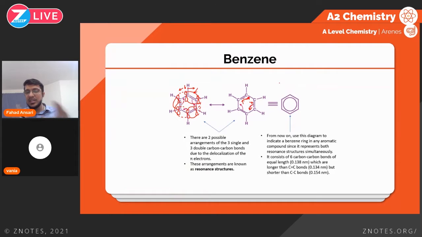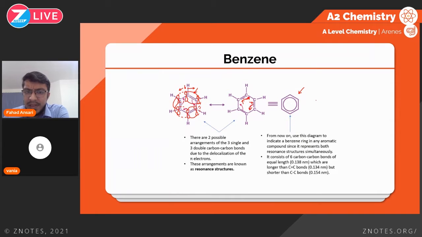That's the peculiar thing about benzene. And as a result, normally we don't write the structure of benzene with alternating single and double bonds. We just write this as this, right? We have a delocalized pi bonding ring.